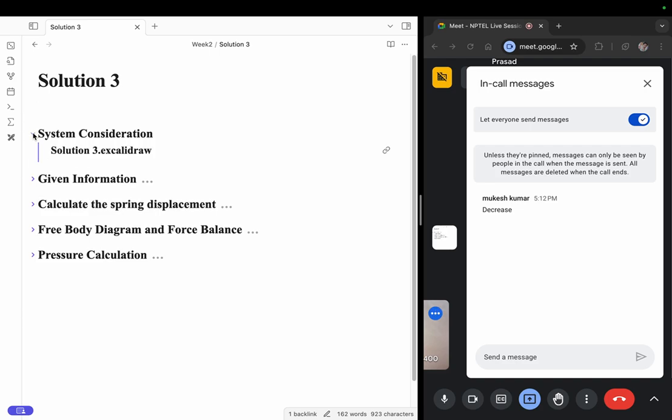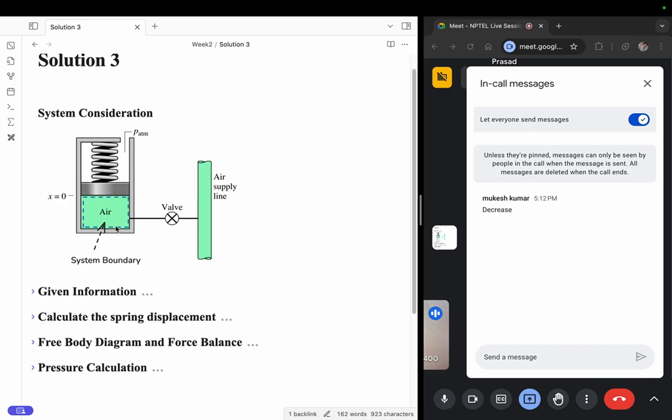Okay, first, system consideration, we have done that. So this is our system. Is this fine? Can I consider this as my system? Or will you object to it, saying that when I open the valve, mass is coming into it, so I should not consider it as a system? Is it okay to consider this as my system initially?